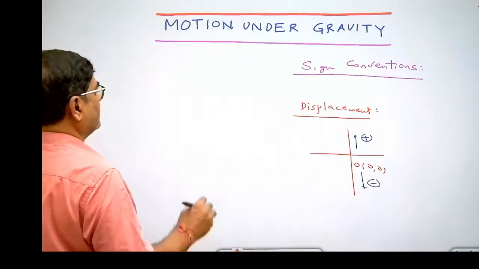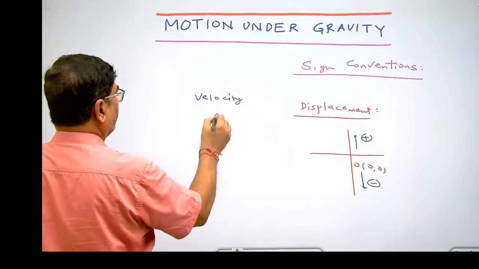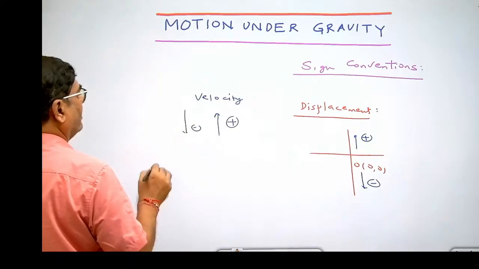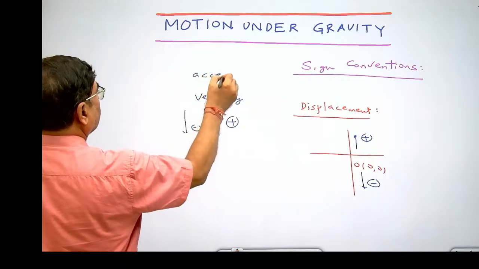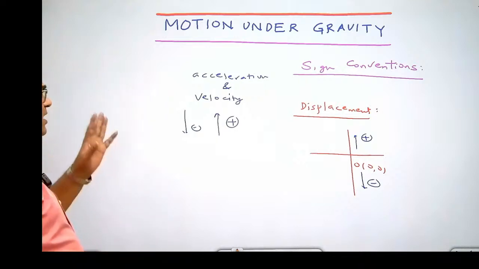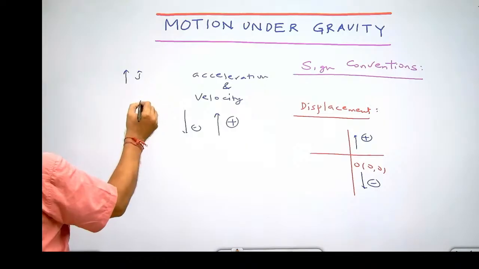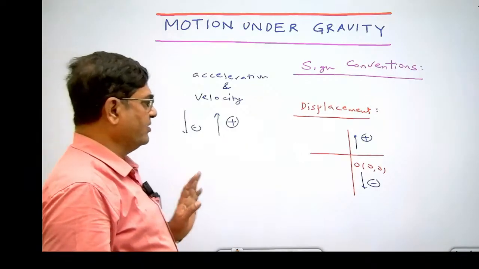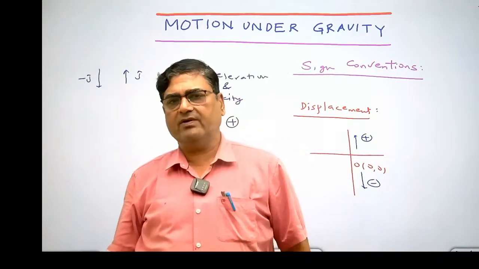Now talk about the sign convention for velocity. Upward direction we will take velocity to be positive, and downward direction we will take velocity to be negative. The same is the sign convention for acceleration also. So I am writing here acceleration and velocity. In upward direction we will be using j cap, and in downward direction we will be using minus j cap. These will be our sign conventions. So let's start. What happens when a particle is projected vertically upward with velocity u?